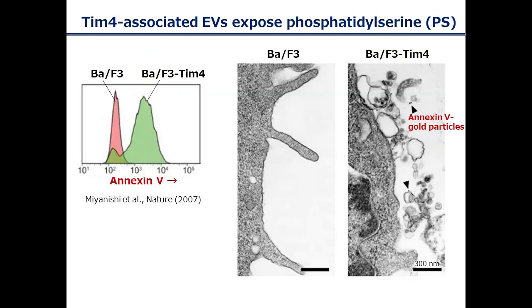In another work, we identified TIM4 as a potent phosphatidylserine receptor that promotes phagocytosis of apoptotic cells. However, when we established the BA/F3 pro-B cell line expressing TIM4, we found that annexin 5 strongly bound to the cells, but not to the parental cells. We thought this was weird and performed EM analysis. We found that the TIM4 expressing cells were associated with many EVs, which exposed phosphatidylserine on their surface, as revealed by the binding of annexin 5 gold particles.